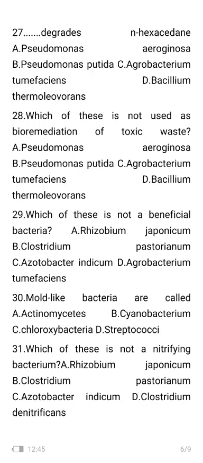Number 30 says mold-like bacteria are called A. Actinomycetes, B. Cyanobacteria, C. Chlorobacteria, D. Streptococci. Please, the answer is Actinomycetes. Now, let me quickly drop a note on this part. Actinomycetes israeli causes oral cavity disease. That is the disease of the mouth, caused by Actinomycetes israeli.